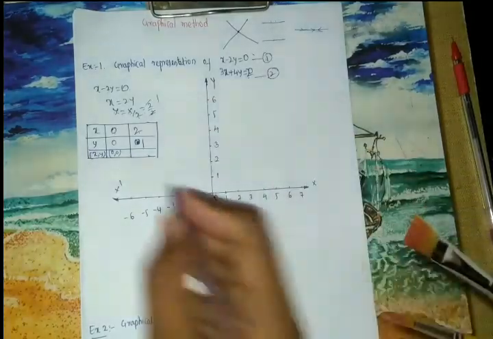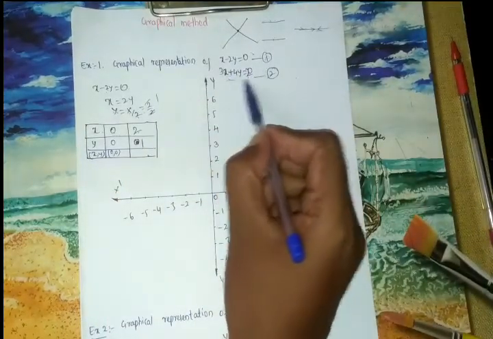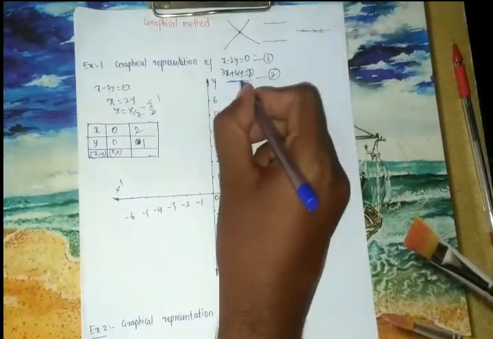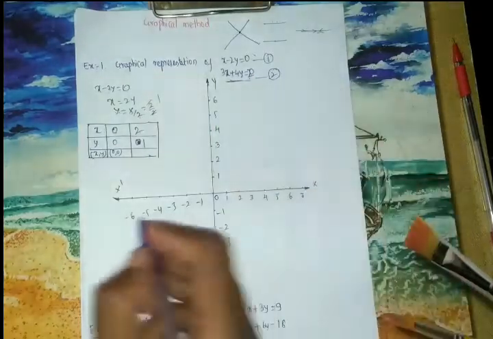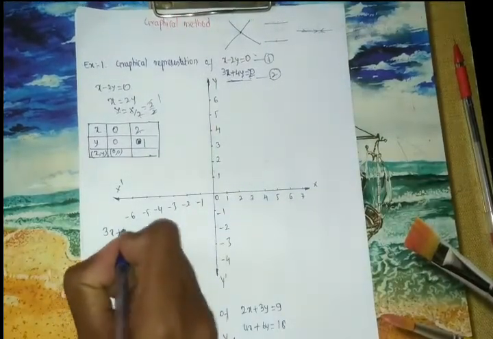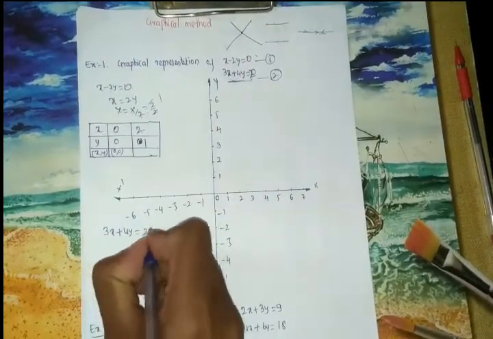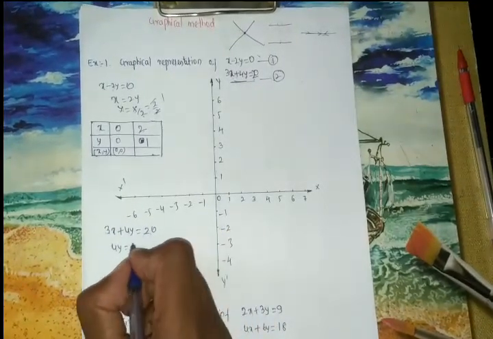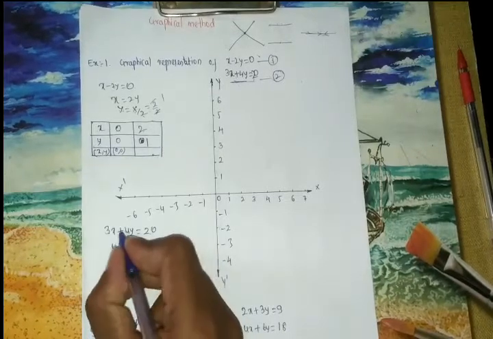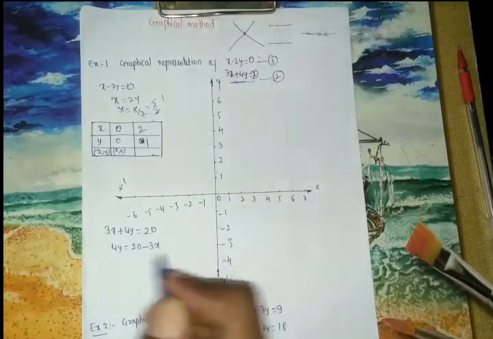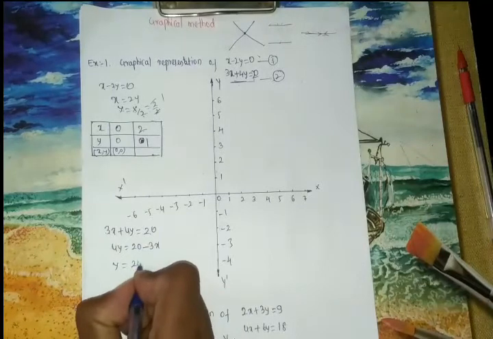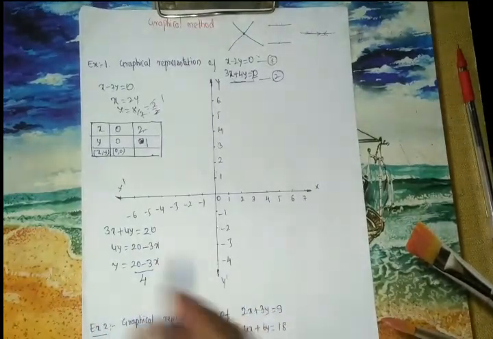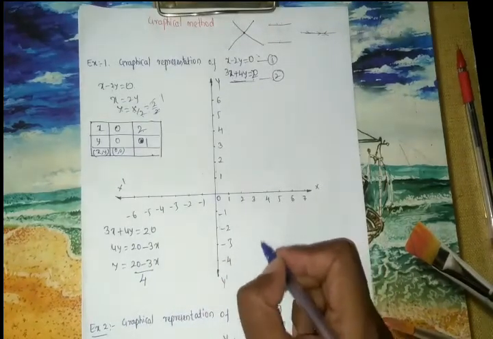Now in the same manner for equation 2, let me try to get y here. So we have the equation 3x plus 4y equals 20, or 4y equals, sending this to the RHS, 20 minus 3x, and y will be (20 minus 3x) by 4.